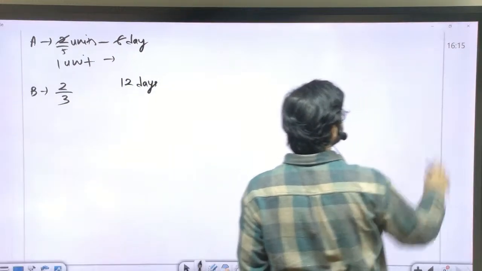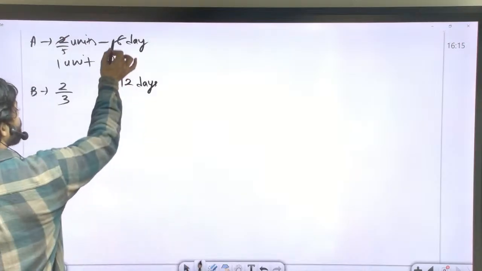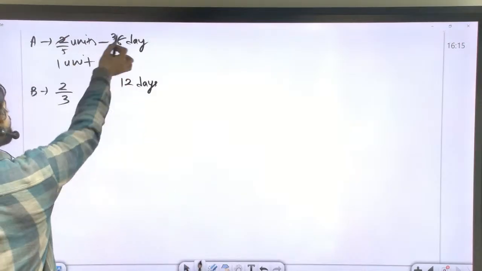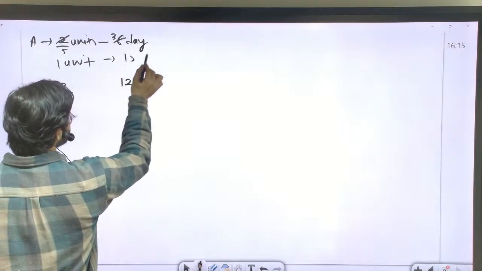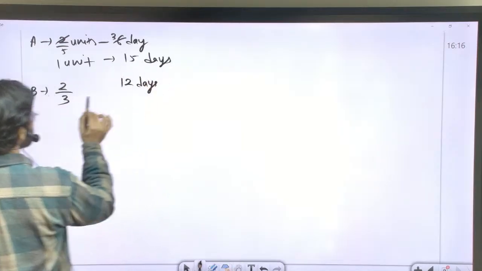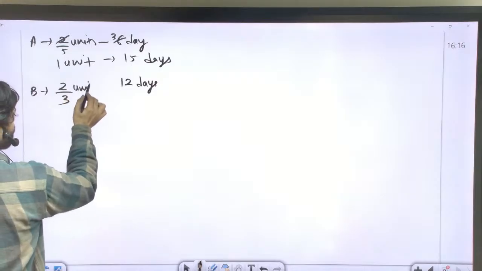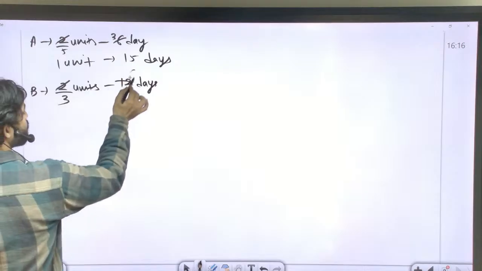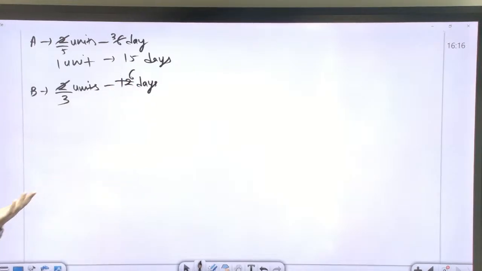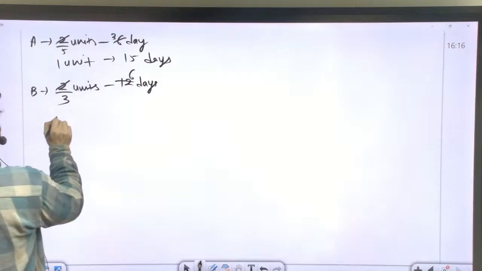You can cancel it from here. From what we are getting, that 3. Multiply this 3 with 5. So 5 into 3, that is 15 days. Like the same way I'm doing here. So the value of 2 units is 12 days. So we can cancel it from here. So 6 into 3, that is 18.